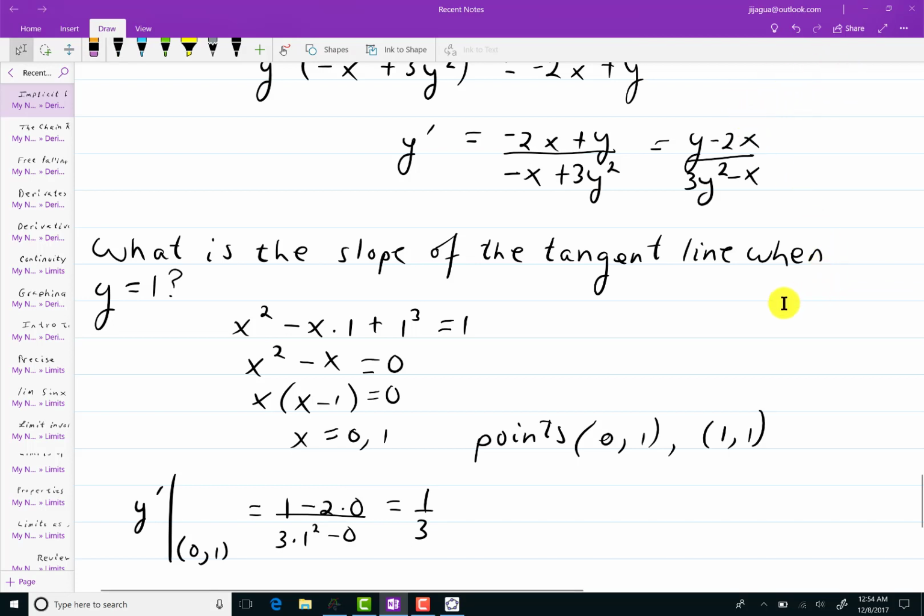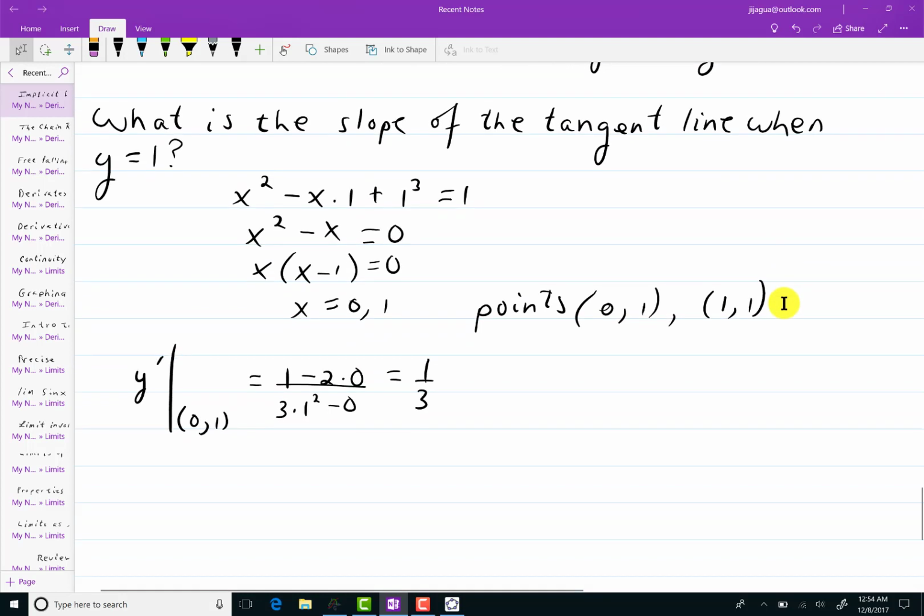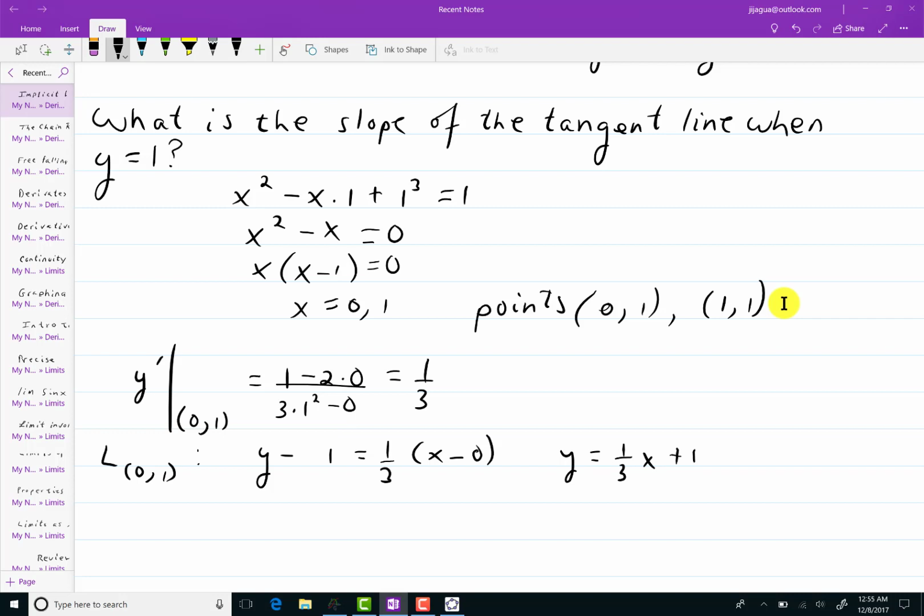and the equation of this line, I'll call it L sub (0, 1), so you know that's the line through (0, 1). We have y minus y0 equals 1/3 times x minus, well, I should have probably just put that 1 right there, or y equals 1/3 x plus 1. Let's graph that and see if it actually hits in the right spot.